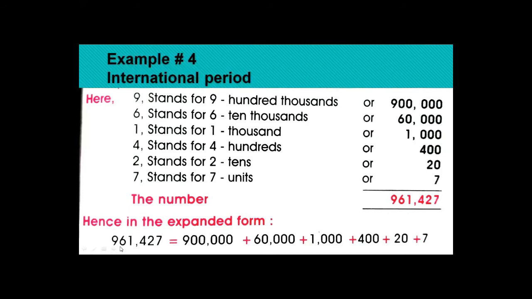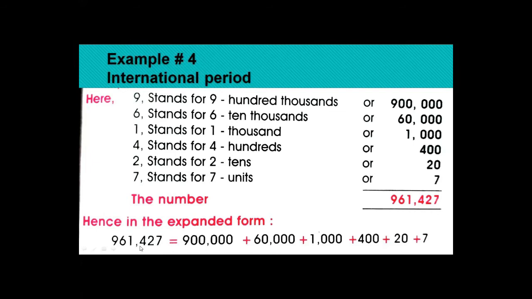Now 6 comes at the place of 10,000. So how many zeros are there in 10,000? 4 zeros. We will write it like this. After that, 1 comes at the place of 1000. How many zeros are there in 1000? 3 zeros. You will write it. The expanded form of 1 is this.